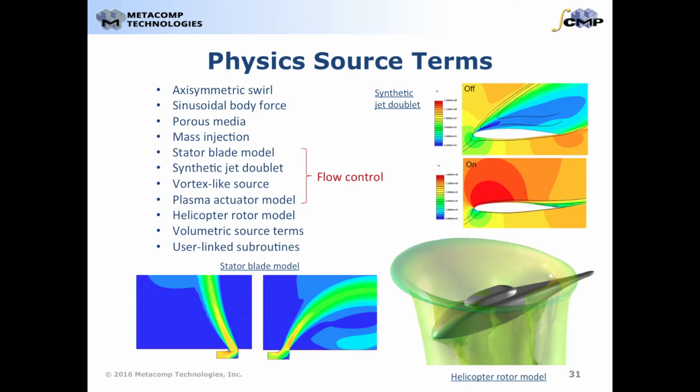There are specific models for different flow control devices, such as the jet doublet for active flow control, plasma actuators, and a vortex-like source. The synthetic jet doublet solution on the right displays the use of active flow control to achieve attached flow over an airfoil with flow separation. A user-linked subroutine feature enables you to program your own source term models.